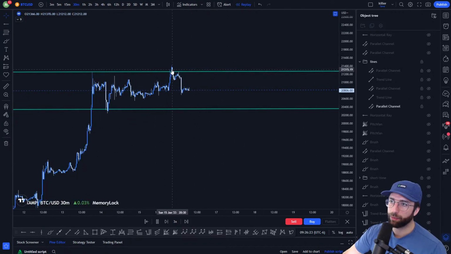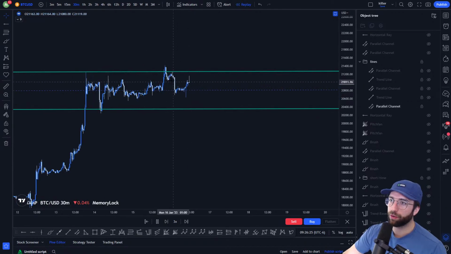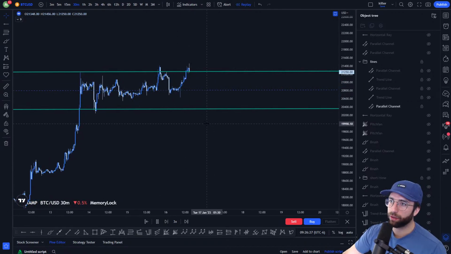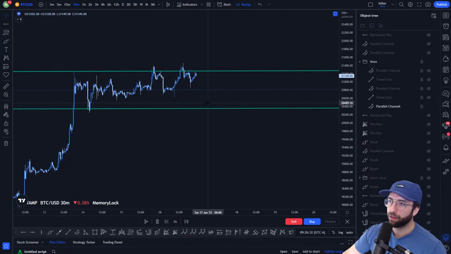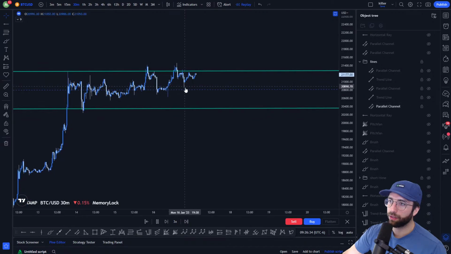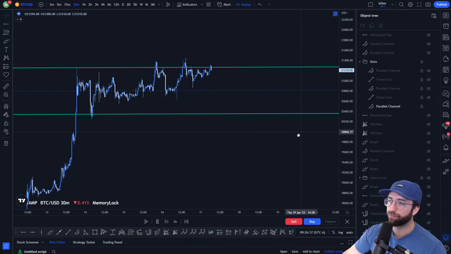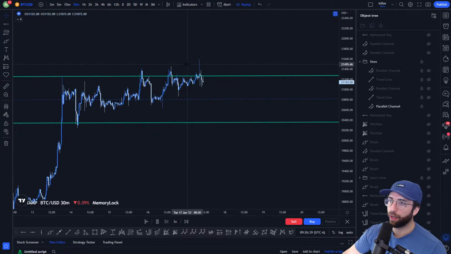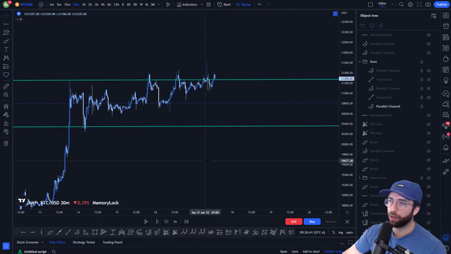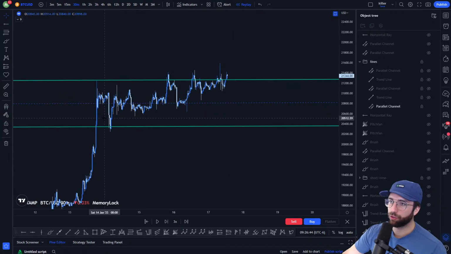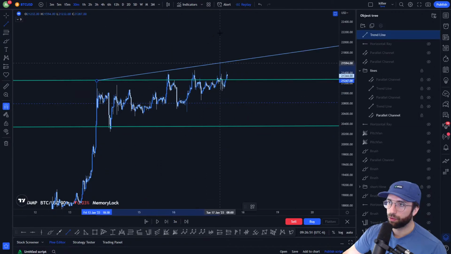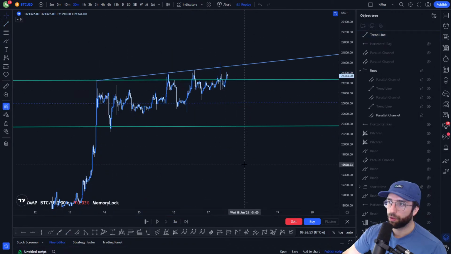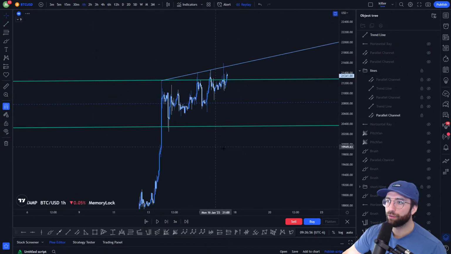Okay, cool. So we got a little bit of a high here. The mid range is still very well respected. The high range is respected. Again, the smaller rejection here, not quite to the mid range. All right, now at this point, we're going to pause. We can start to see some kind of a trend line here, right? We can start to see some kind of a trend forming here.